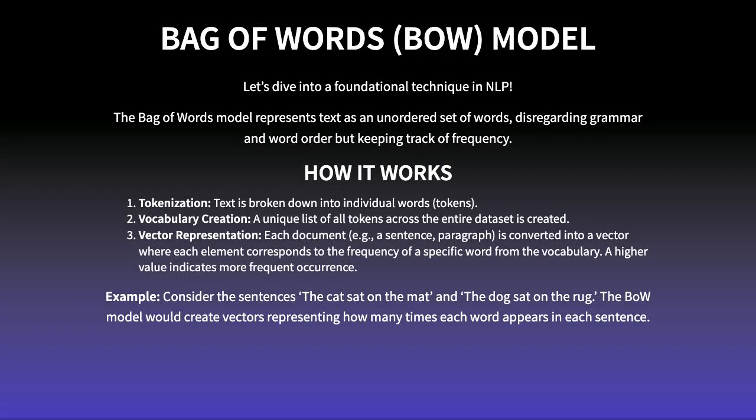Okay, let's talk about the bag of words model. It's a really important starting point for understanding NLP. Basically, it's a way to represent text as just a collection of words, ignoring everything else like grammar or sentence structure. Think of it like a word frequency count. It breaks down your text into individual words, then builds a list of all the unique words. That's the vocabulary. Finally, each document is turned into a vector, where each number in the vector tells you how many times a particular word appears in that document. It's a simple but surprisingly effective technique for many NLP tasks.